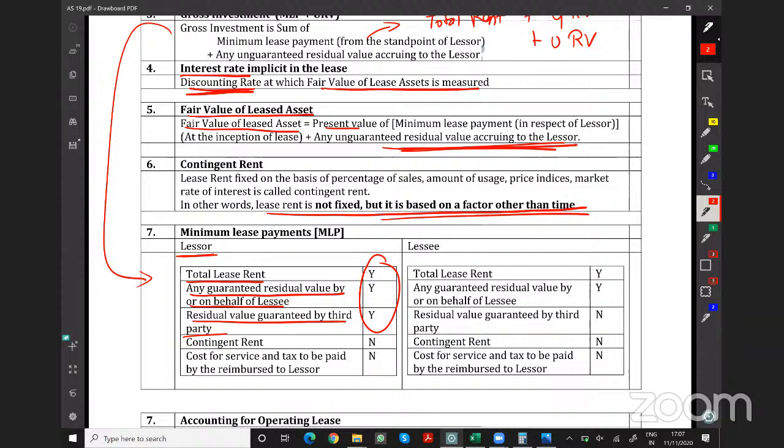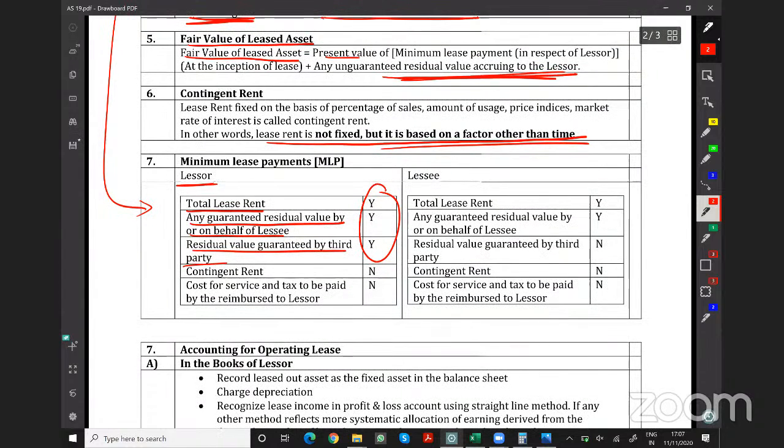votes, or something else. So, in case of minimum lease period, from the point of view of lessor, total lease rent is included, guaranteed residual values included from the lessee, from the third party. Contingent rent is not included, any amount collected for the purpose of tax is not included. Example, I have collected GST, goods and service tax, of 10,000 also. This 10,000 should not be included into MLP, minimum lease period.